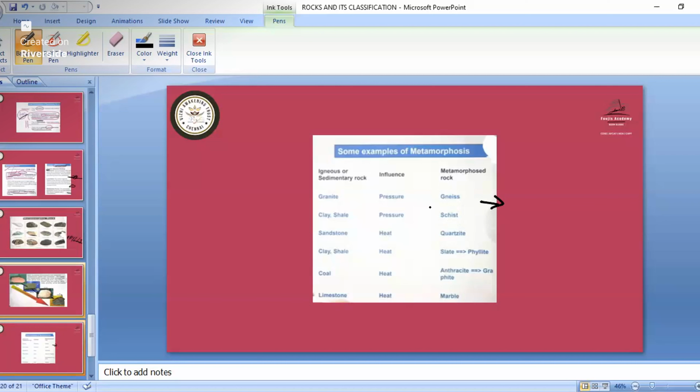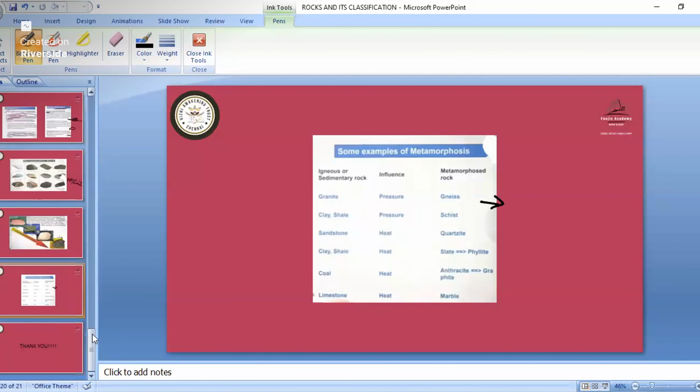Granite is changed to gneiss, clay is changed to schist, sandstone is changed to quartzite, clay is changed to slate or phyllite, coal is changed to anthracite or graphite, then limestone is changed to marble. All these changes are due to some influence. So remember all these names, and the name given when they change into metamorphic rocks. So this is all about the rocks.